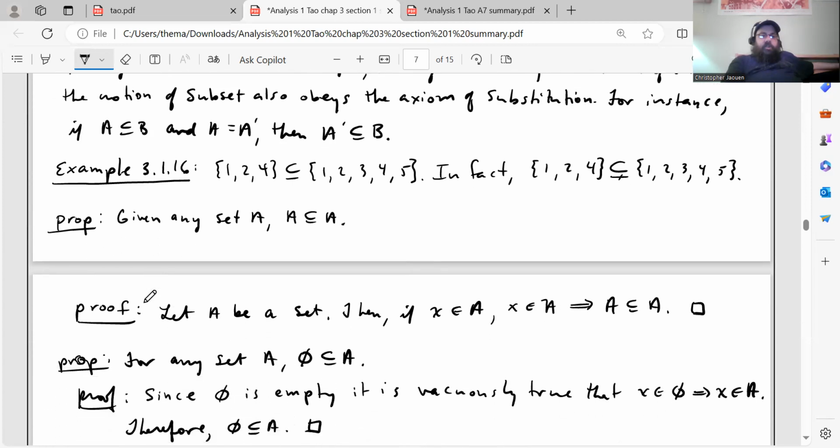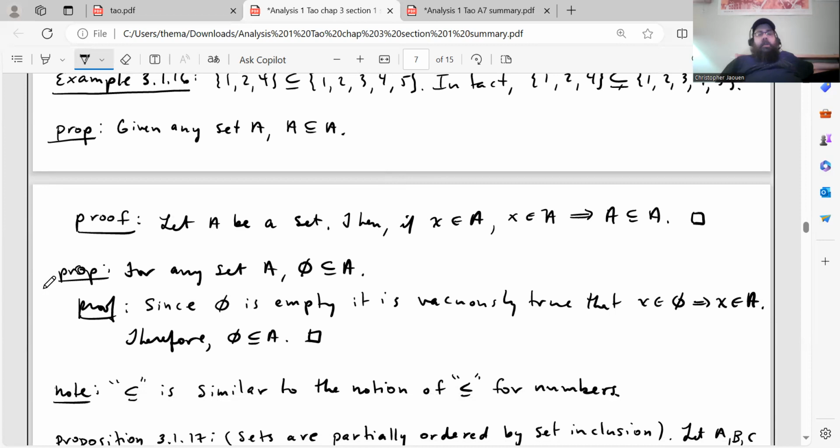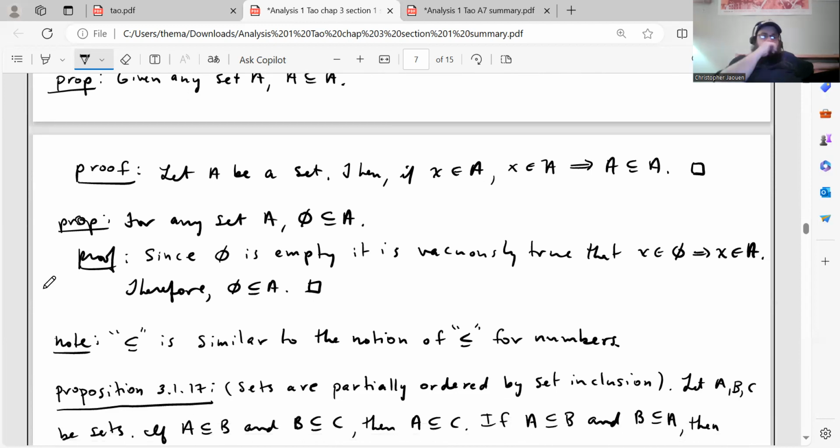Here's a proposition. So again, this is something where he just states something and asks the reader why it's true. So I'll prove it here. Given any set, A is a subset of itself. Right, so here's my proof. Let A be a set, then if X is an element of A, obviously X is an element of A, and that implies that A is a subset of A. It satisfies the definition.